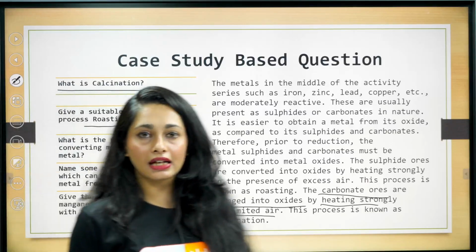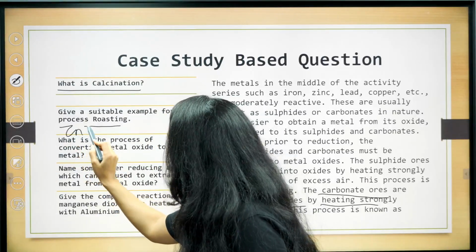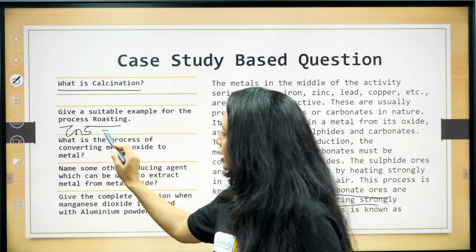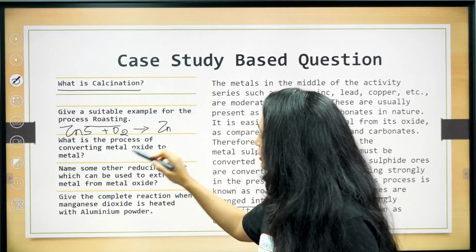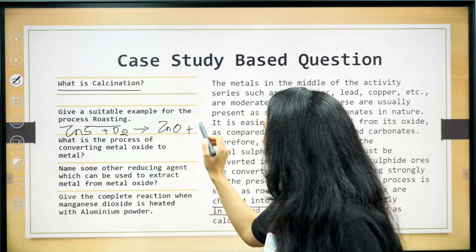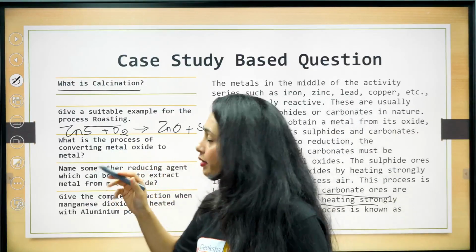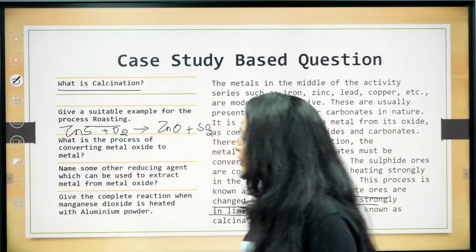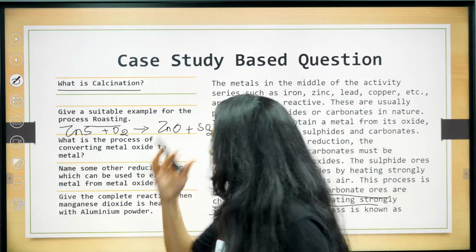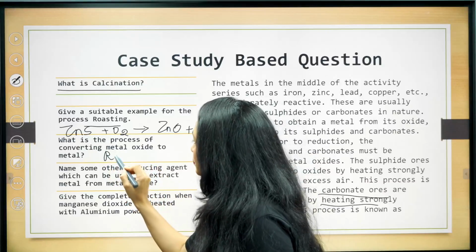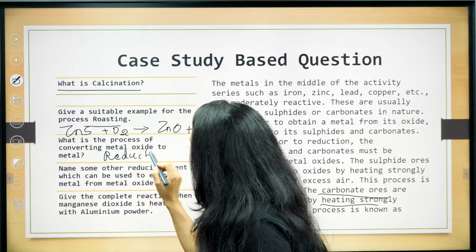And give a suitable example for the process roasting. So you can take the example of zinc sulfide, which is there in your syllabus, and you can use this. So we'll get zinc oxide and sulfur dioxide. Please do write the balanced equation here, okay? And what is the process of converting metal oxide to metal? So what are we going to do? So the reduction process will be there, reduction.